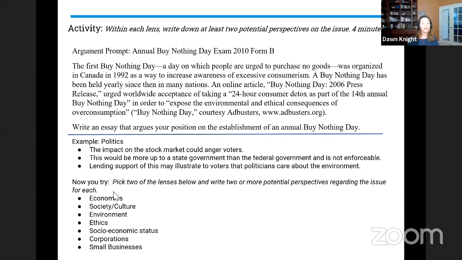So what I want you to do for this activity is to pick just two more of the lenses so you can start getting an idea. Maybe something different like ethics and businesses or something like that, so you can see that range of perspectives and how they all play into understanding this issue in a more complex way. And again, I'm just going to pause here for a second so that if you want to, you can freeze your screen as you go through this activity.